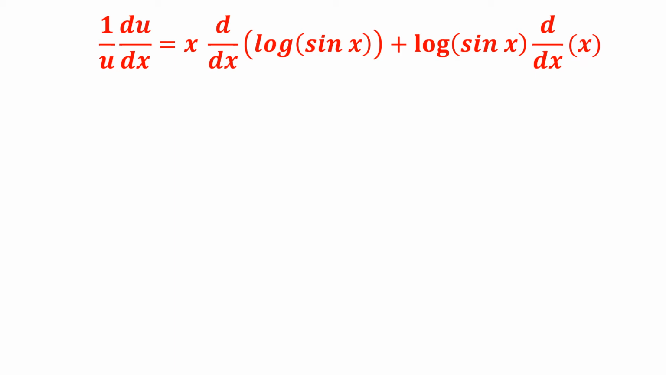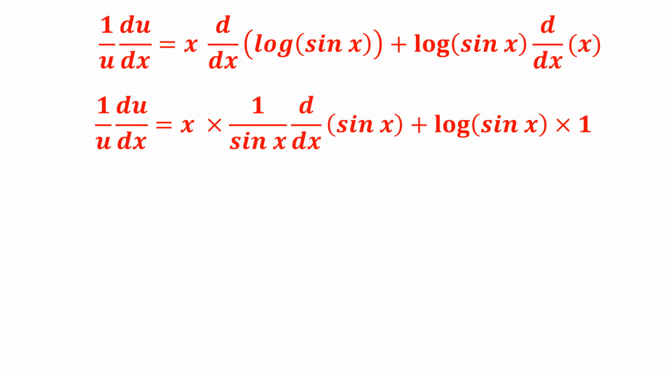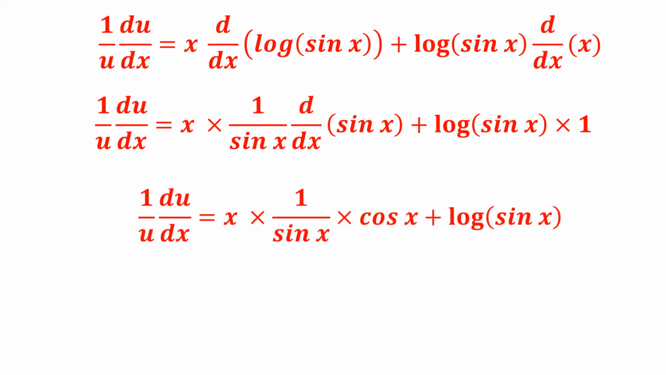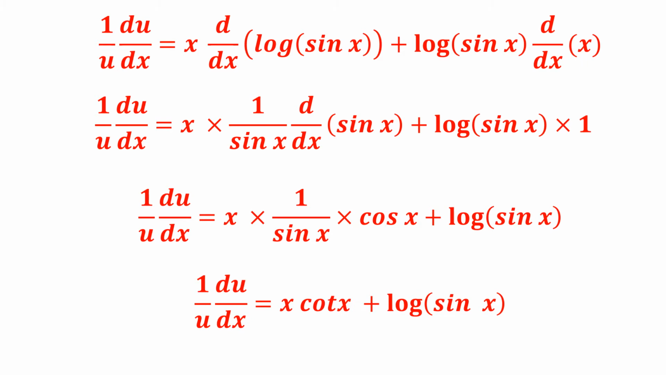We continue. 1 by u du by dx is x into log of sin x differentiated. Therefore, it will be 1 by sin x into d by dx of sin x, plus log sin x into d by dx of x, which is 1. Now the differentiation of sin x is cos x. Therefore, the first term will be x into 1 by sin x into cos x plus log sin x. Now this x into cos by sin can be written as cot x, so x cot x plus log sin x.